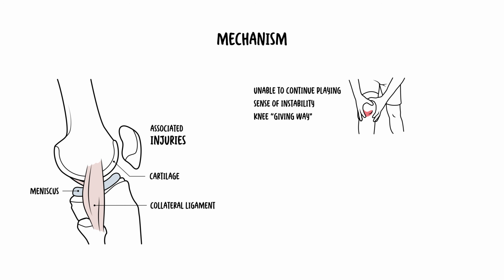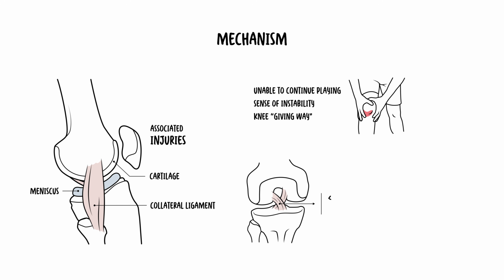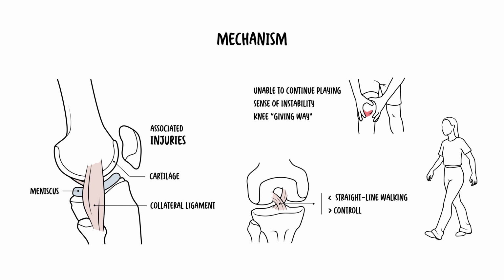A useful way to think about the ACL is that it is less important for straight line walking and more important for controlling rotational load. This explains why some patients can walk reasonably well after the acute injury, yet feel profoundly unstable when returning to sport. It also explains why persistent ACL deficiency can lead to repeated giving way episodes, secondary meniscal injury, and progressive cartilage damage over time.